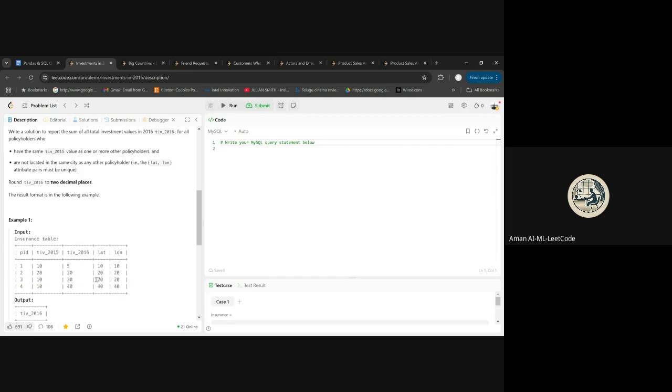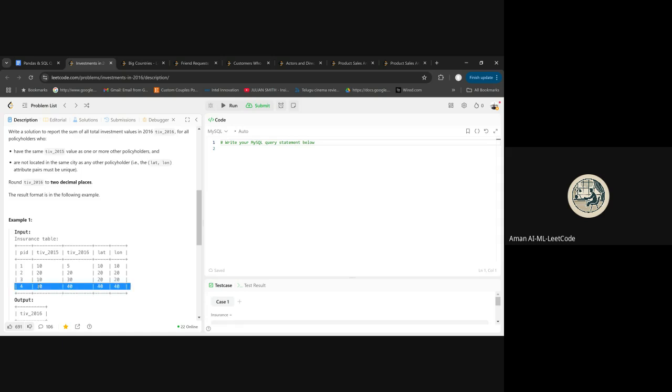What about the second condition, which is that the city has to be unique? But the city is 2020 and this is not a unique city, because there's a 2020 already present here. So this is not a unique city. So that's also a failed row.